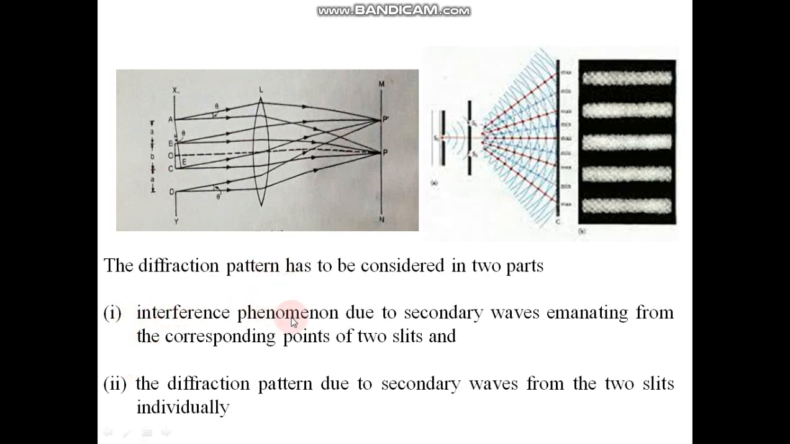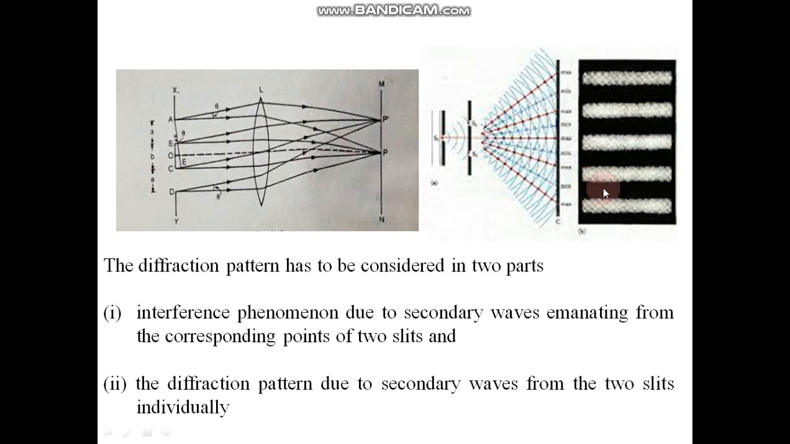First one, interference phenomena due to the secondary waves emanating from the corresponding points of the two slits, AB and CD. The waves coming from these two slits superimpose together to form constructive as well as destructive interference patterns. And the second one, the diffraction pattern due to secondary waves from the two slits individually.